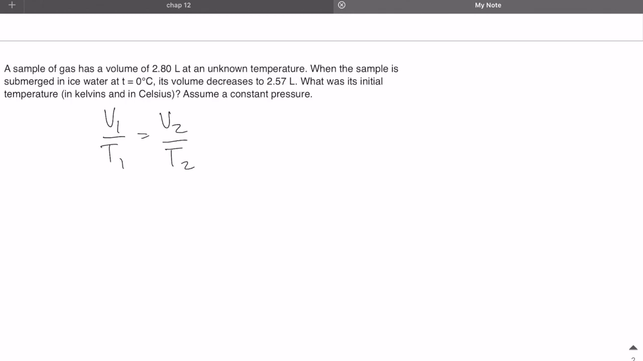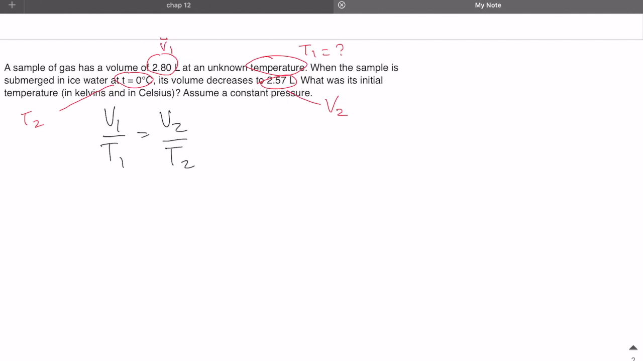We notice that we have an initial volume, so that could be our V1. We have some initial temperature that we don't know, so that could be our T1 that we're trying to solve for. We have a second temperature that we know, which is T2, and we have our second volume, which is V2. To solve for T1, we're going to need to do a couple of steps. Algebraically, we can multiply both sides by T1. That would cancel this out and allow us to have our T1 on one side.